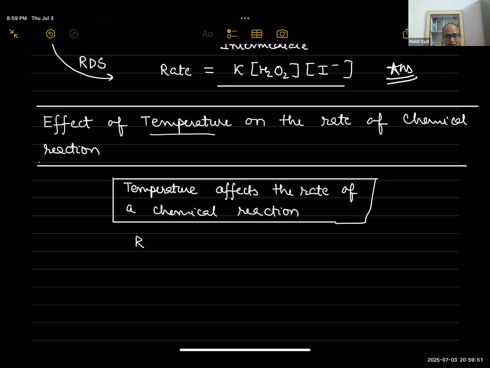And how does it affect? Is it directly proportional, Ibrahim, or inversely proportional? Must be inversely proportional, I think. No, if you increase the temperature, if you heat a reaction, the rate is going to be more or less directly proportional. Yeah, rate should be directly proportional to the temperature. Exactly.